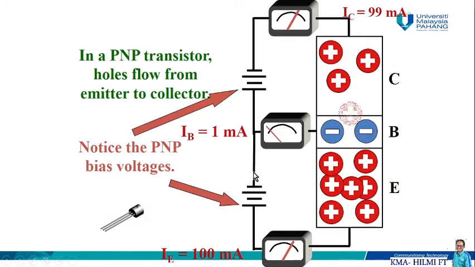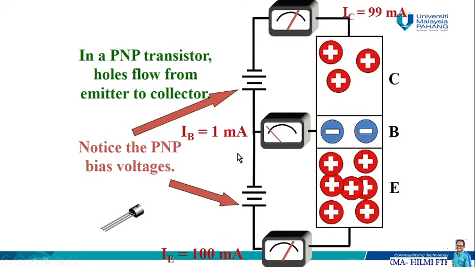So in a PNP transistor, what we have is the hole as the carrier, not the electrons. So we can imagine that the ones that move in a PNP transistor are the holes. Obviously, if you want to imagine the electrons flowing, it is also possible, but we are going to assume that the holes are moving. The hole itself is moving.